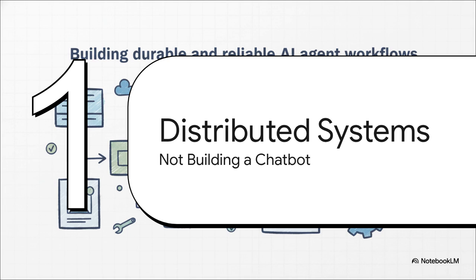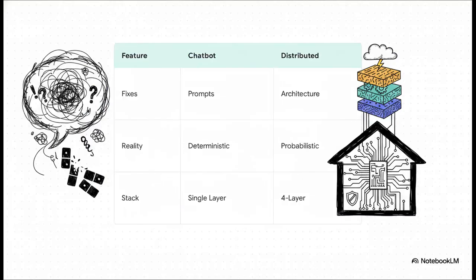Which brings us to section 2, thinking like distributed systems. You are not building a chatbot. Notice the massive difference in architecture here. The chatbot approach relies on trying to fix everything just by tweaking prompts, assuming the execution is always going to be deterministic. But the real world of AI demands a distributed system approach. Think of it like the electrical wiring in your house. You don't see the wires inside the walls, but it's those invisible safety breakers that prevent the whole grid from short-circuiting. That is exactly why solo developers need to build a robust 4-layer architecture.